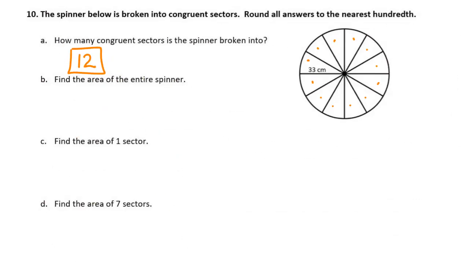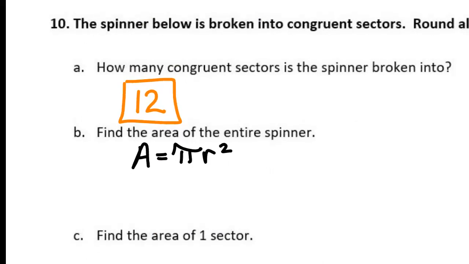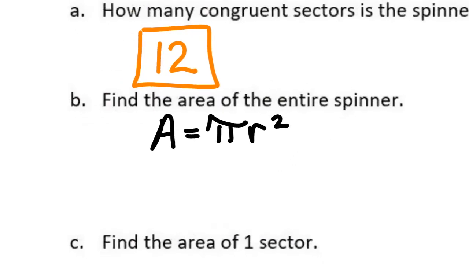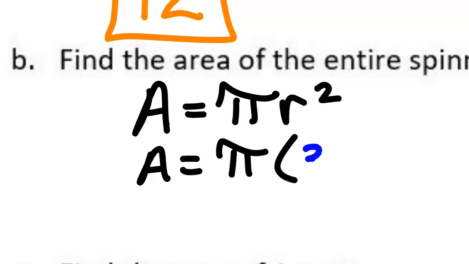Find the area of the entire spinner. What shape is this spinner? It is a circle, and so to find the area of the circle, we do pi r squared. That is an area formula that you need to know. What is the radius of this particular spinner? 33. So the area is equal to pi times 33 squared.